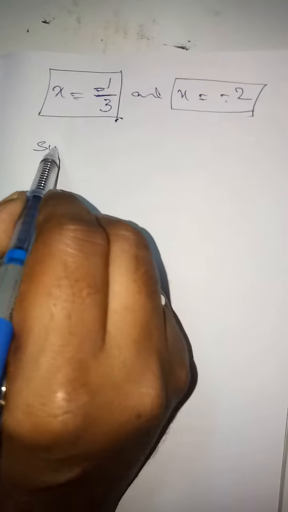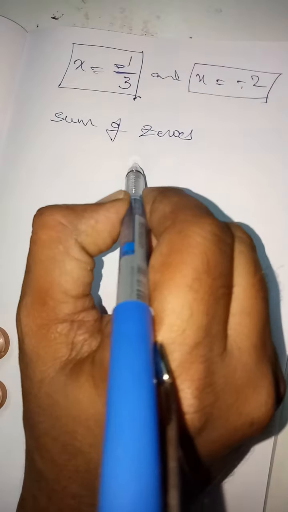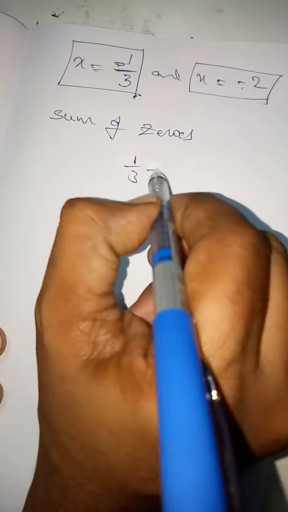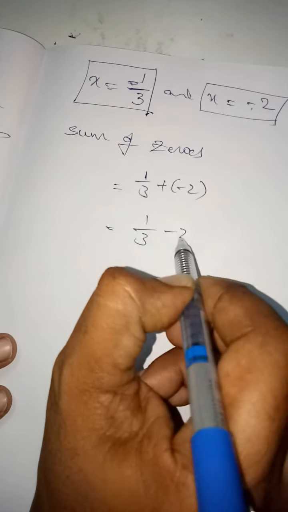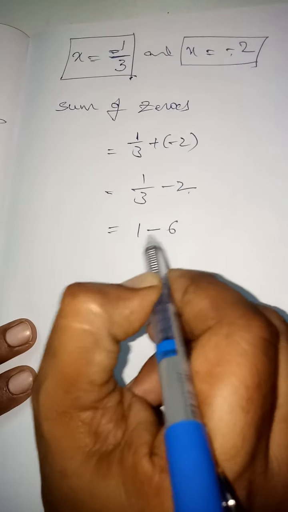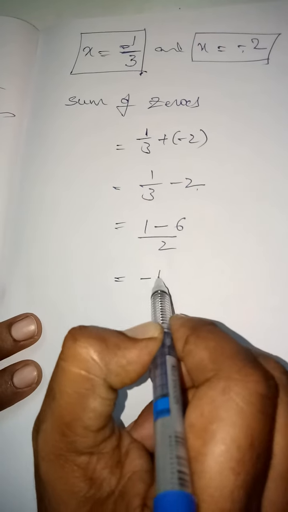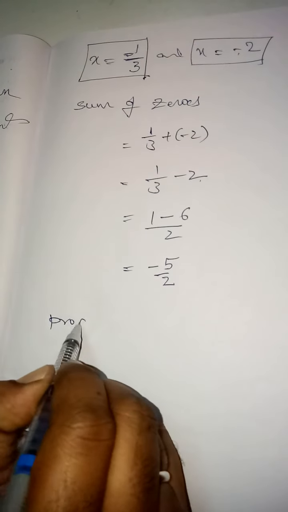Now the sum of zeros. The sum of zeros means one zero is 1 by 3, another zero is minus 2. What will you get here? 1 by 3 minus 2. So here take the LCM: 1 minus 3 twos is 6, by 3, which is nothing but minus 5 by 3. And the product of zeros.